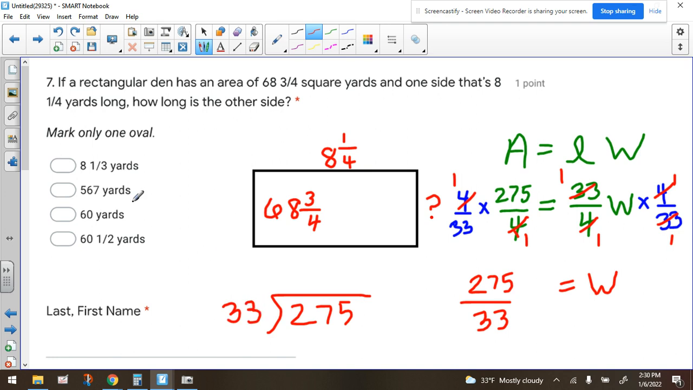And you want to look at your answer choices because they're suggesting, is it 8 1/3? Is it 567? Is it 60? Is it 60 1/2? Now, we already know it's not going to go in evenly, so that kind of eliminates these two choices, doesn't it? So you want to look at the first one and the last one as potential choices for this. So finish this up, and good luck finishing it.